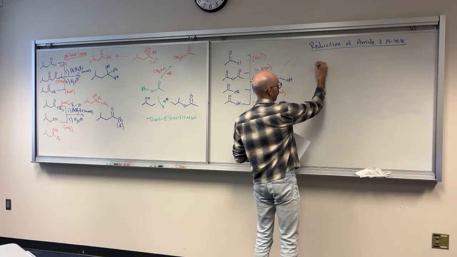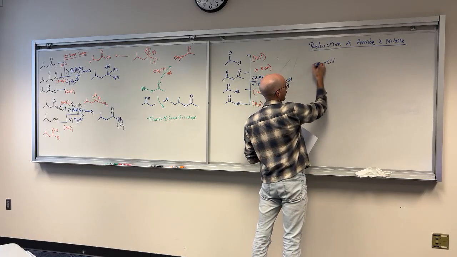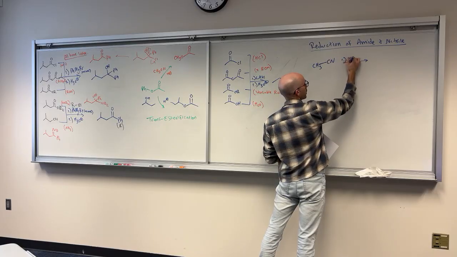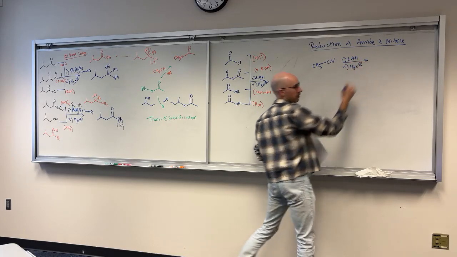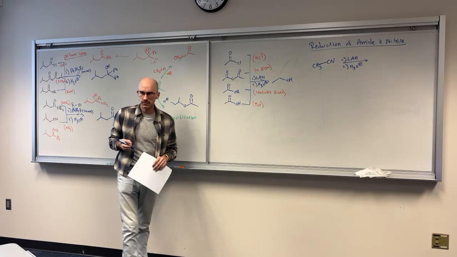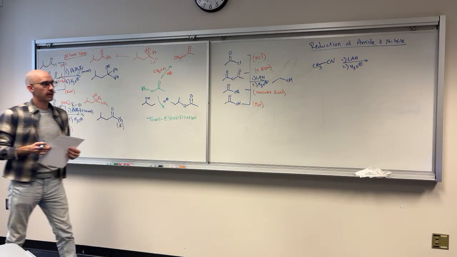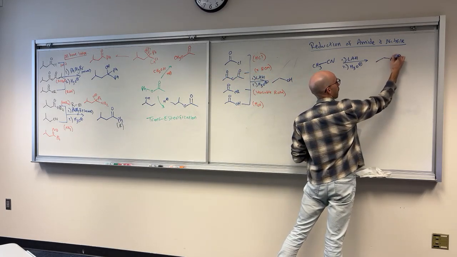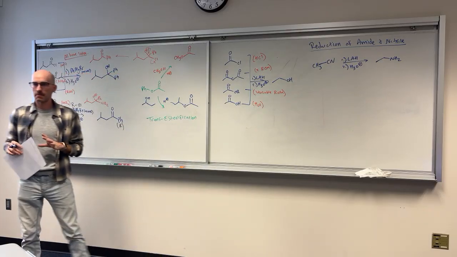Let's look at them in order. Let's take acetonitrile and we'll reduce it with LAH followed by an aqueous workup. The product that we make is ethylamine.